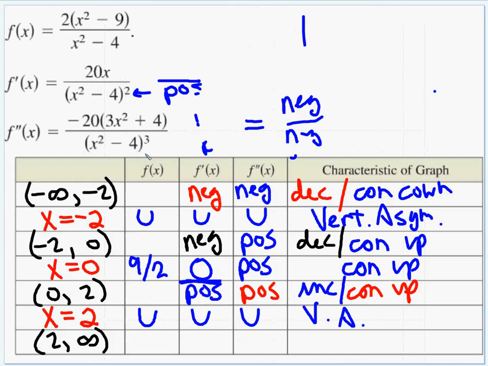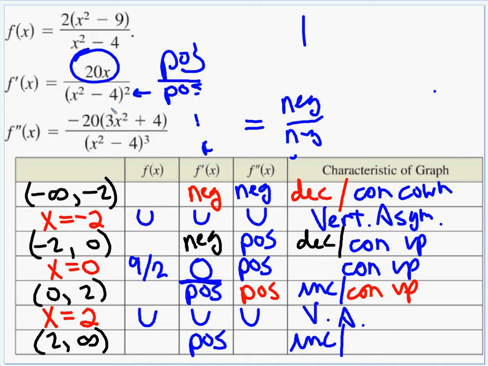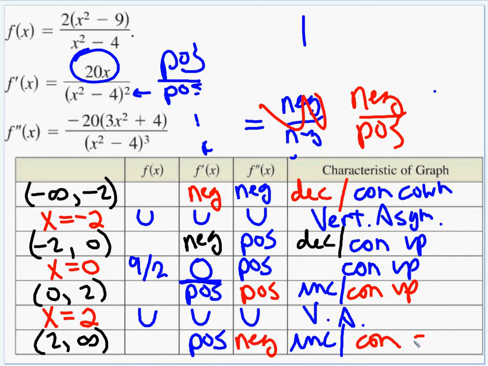Okay, we're getting close. 2 to infinity, I'm going to use +10. So if I put a 10 in here, that's positive over positive. We are positive first derivative and increasing. And if I put the +10 into the second derivative, my numerator is going to be a negative numerator. And then down here, I'm going to have 10 minus 4, that's positive. Cubed is also positive. Negative over positive is negative. And we are now concave down.